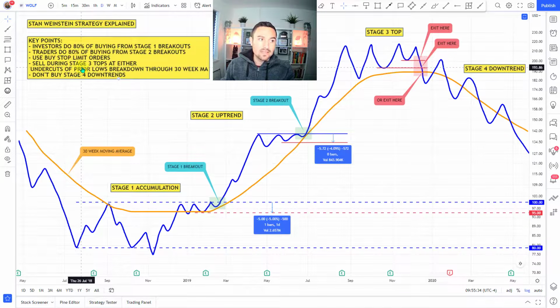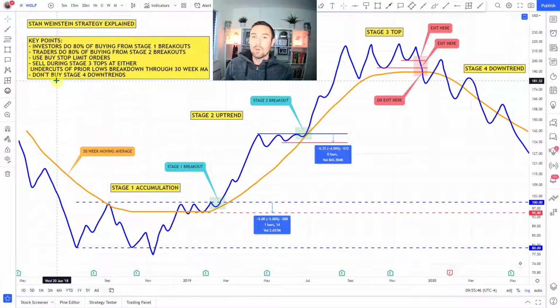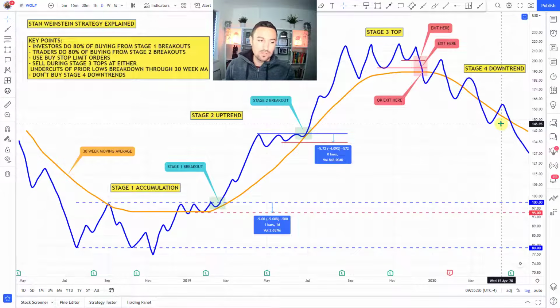Sell during the stage 3 top at either undercuts of prior lows or breakdown through the 30-week moving average, which is going to be this orange line here. So we'll be talking about some sell rules over here a little bit later on in the video, and do not buy in stage 4 downtrends. Okay, these stage 4 downtrends. So let's start talking about it piece by piece.